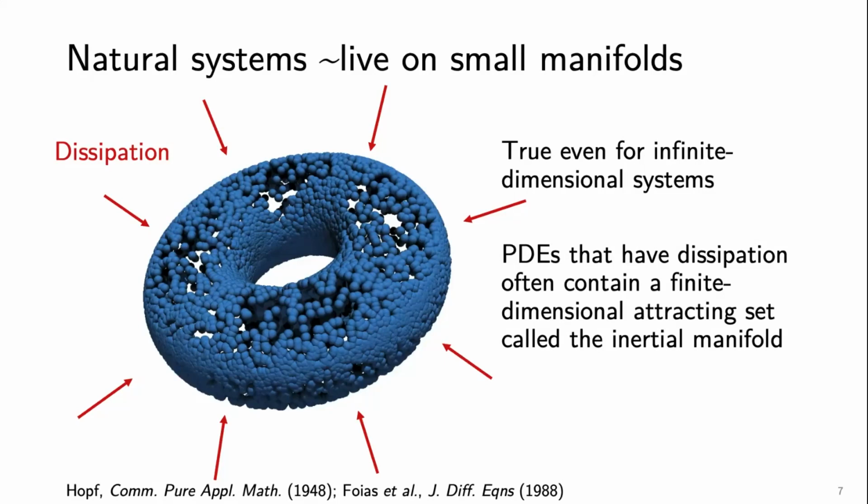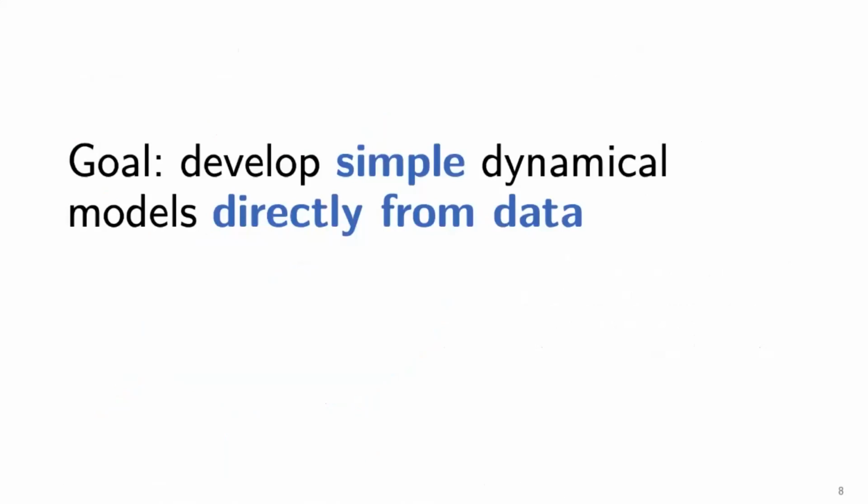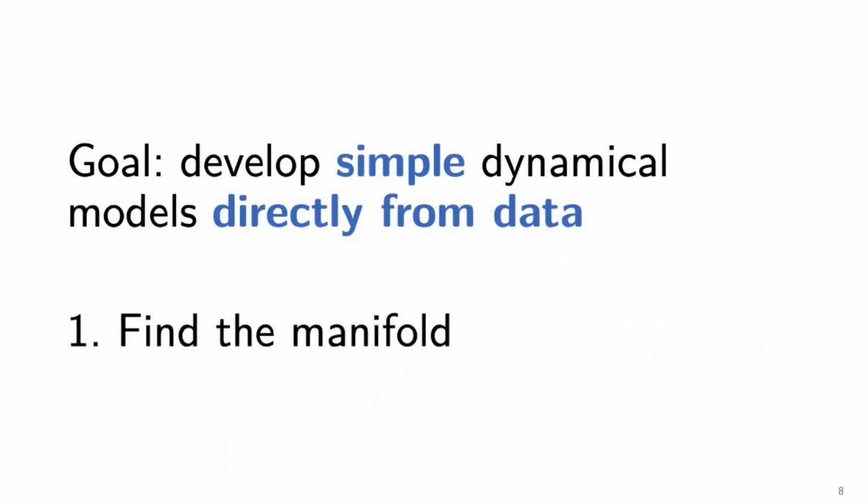Okay, so with this in mind, let's go back to our original goal and make it a little bit more precise. So the way that we're going to achieve this goal is by a two-step process. So first, what we'll do is find the manifold that's embedded in the high dimensional space. So you can think of it as finding this donut that we had on the last slide.